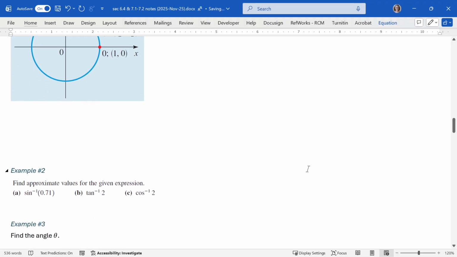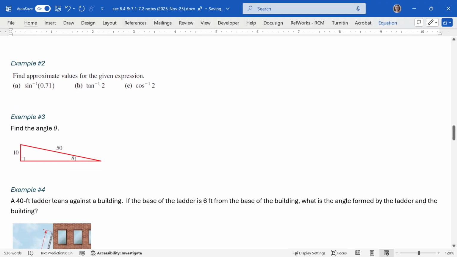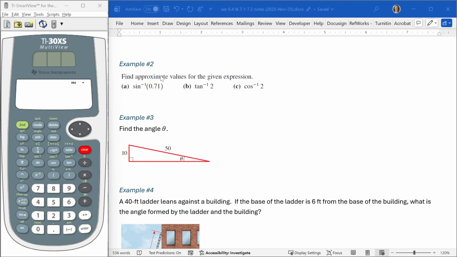Right. For the next example, we're going to do some approximation. So that means to use a calculator. So give me a second to get my calculator open. Okay, so here's my calculator. And as you can see, this is in degrees. See the little deg sign here?